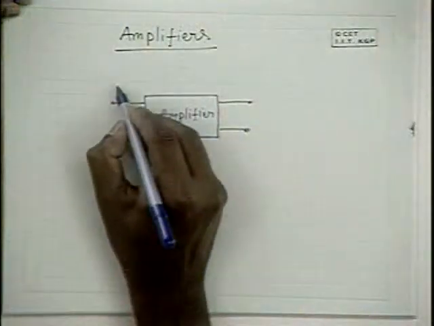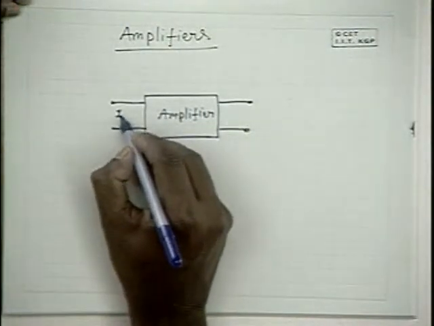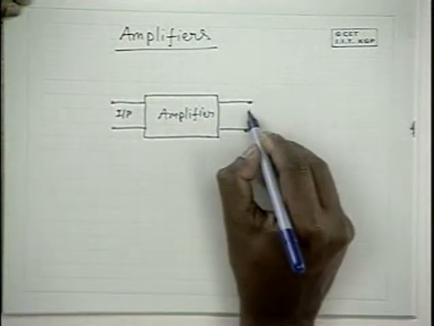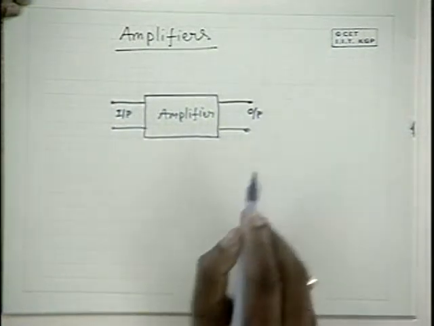The signal may be amplified in voltage or current or both. So there would be some power gain when you use an amplifier for the input signal. So please look at this diagram. The amplifier has an input port here, and we apply an input to the input port, and we get an output at the output port.